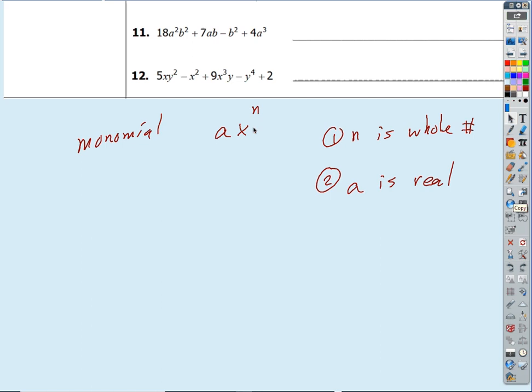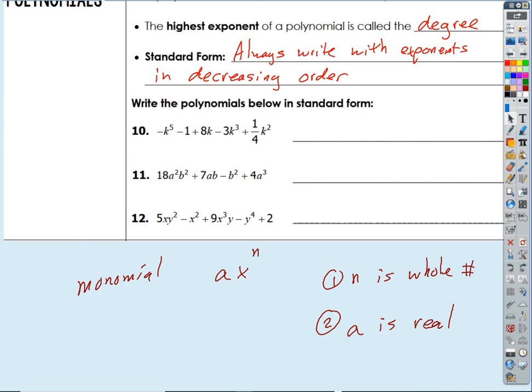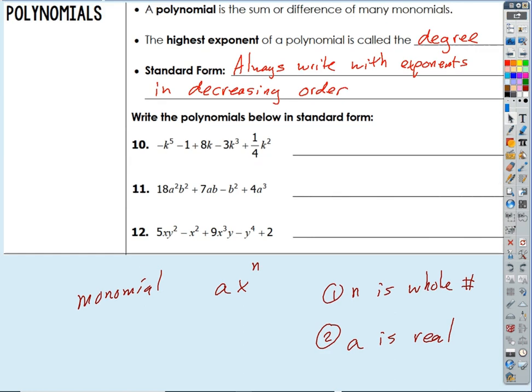The exponent has to be a whole number for it to be a polynomial, and the coefficients just need to be real. They just can't have any i's in it. They can't be complex numbers with imaginary parts. Could you potentially have polynomials like that? Yes, but that would fall under the umbrella of a real or a complex analysis class, and we're not doing that. That's something you'll do in college. So, standard form is we're going to write the exponents in decreasing order.